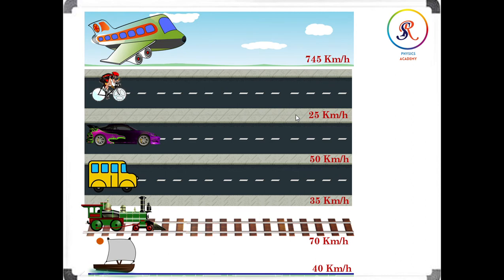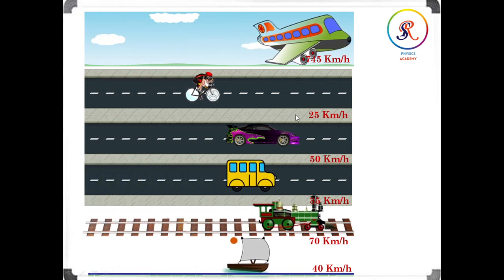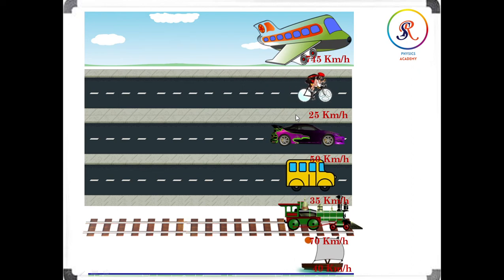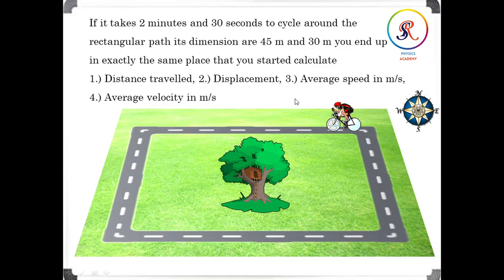Once more I am showing an example where five objects with different speeds have to travel the same distance of 10 kilometers. As we can see, the plane is first, followed by the train, then the car, bus, and the cyclist. All of them have different speeds. Now, for example, it takes 2 minutes and 30 seconds to cycle around a rectangular path whose dimensions are 45 meters and 30 meters, and you end up in exactly the same place that you started. Calculate the distance traveled, displacement, average speed in meters per second, and average velocity in meters per second.